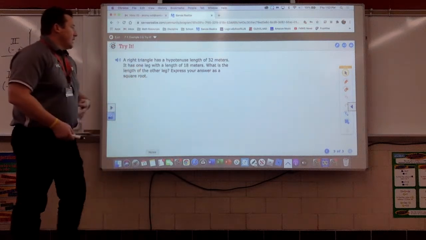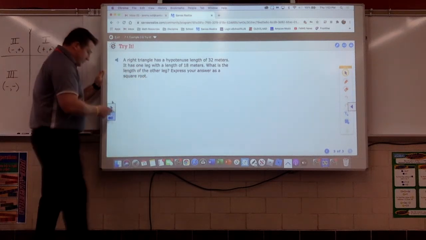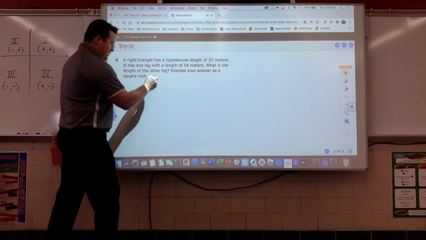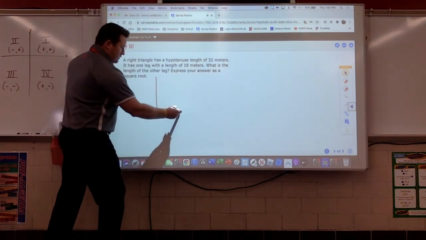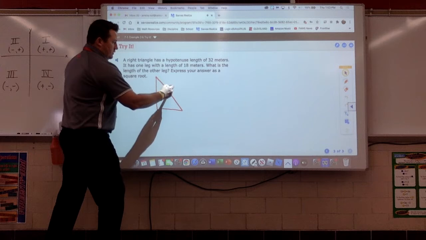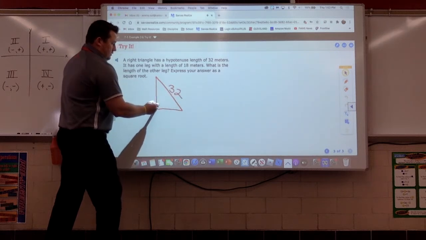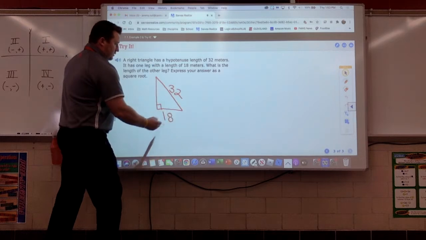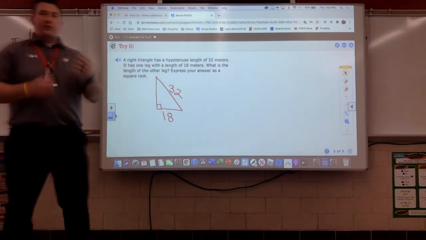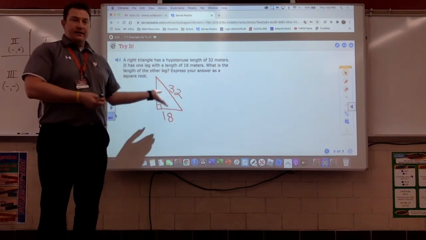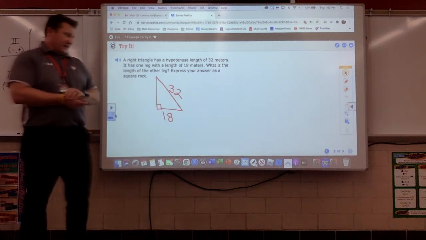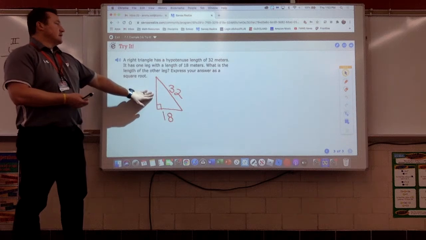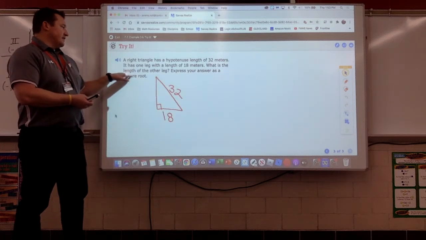Okay, let's see what we got here. A right triangle has a hypotenuse length of 32 meters. It has one leg with a length of 18 meters. What is the length of the other leg? Express your answer as a square root. Okay. So there you go. If we don't have a triangle, probably a good idea, draw one like I did. Right triangle. What is the length of the other leg?